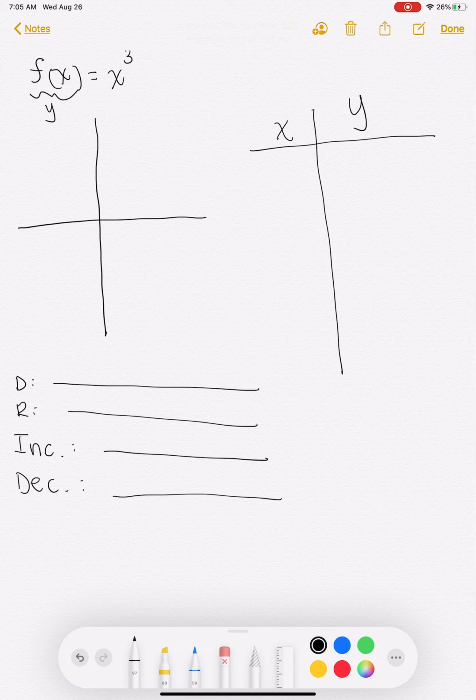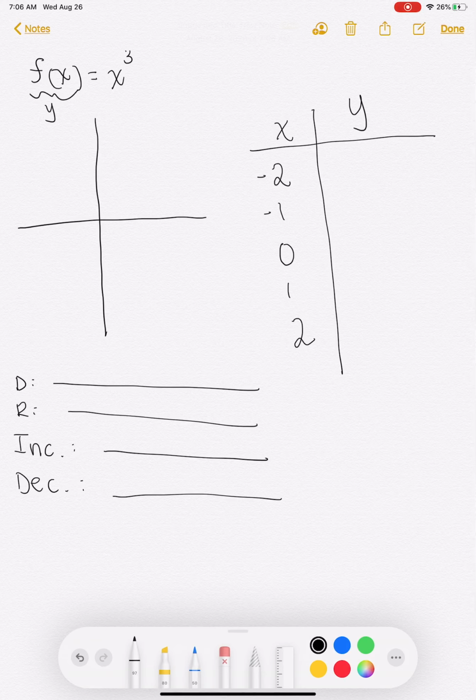All right, so we're going to plug in values for x, and we can choose really anything that we want. We don't have any restrictions here because it's just a number being raised to the third power. We can do that to any number. I usually like to pick numbers around 0, so I'm going to pick -2, -1, 0, 1, 2. Once I start plugging them in, I can see if I need to change these numbers up or if they're good.